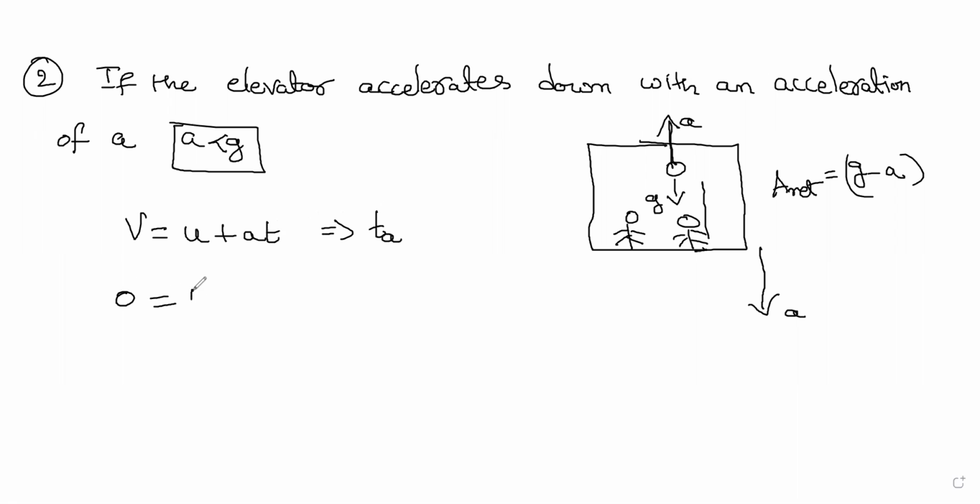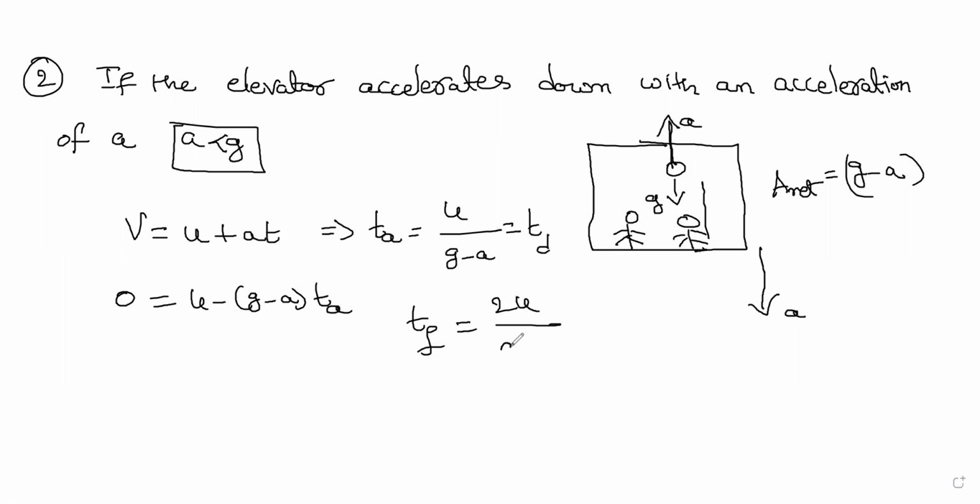0 is equal to U minus (G minus A) times TA. We'll get the time of ascent, that is U by G minus A. That is equal to the time of descent. So the time of flight happens to be 2U by G minus A. There's one way of calculating time of flight.